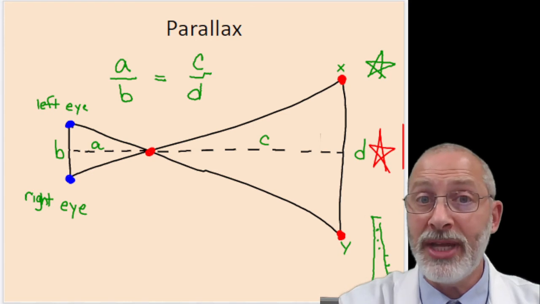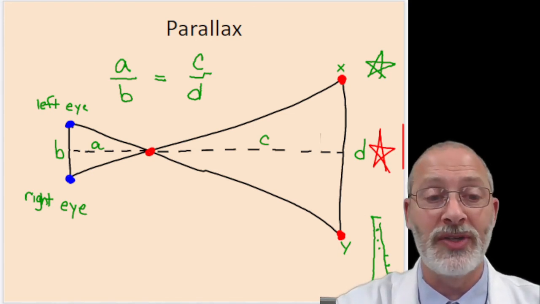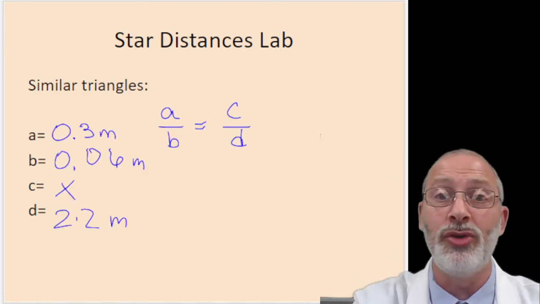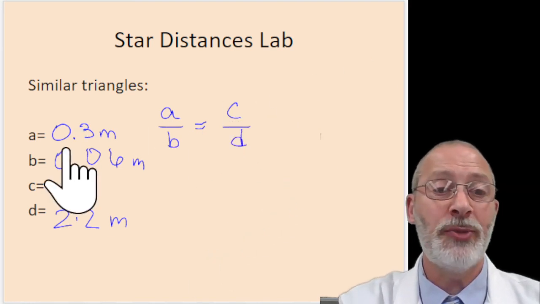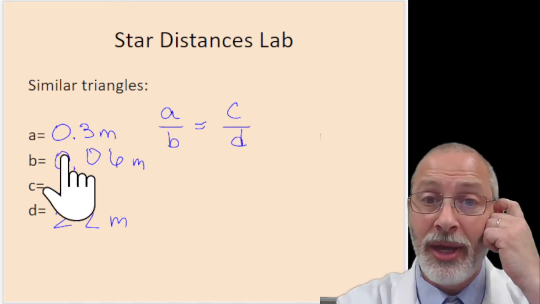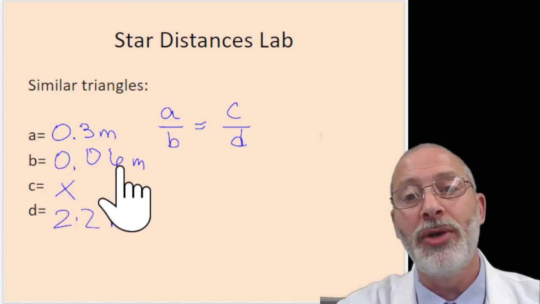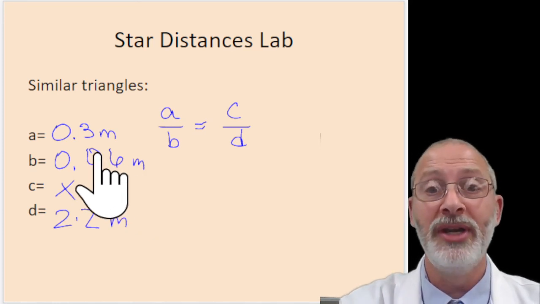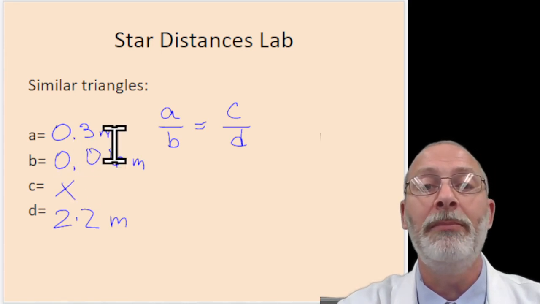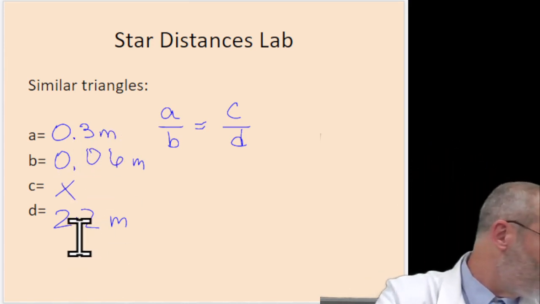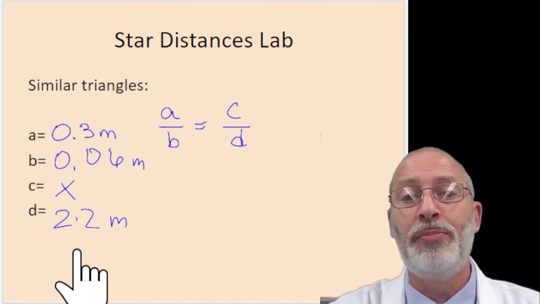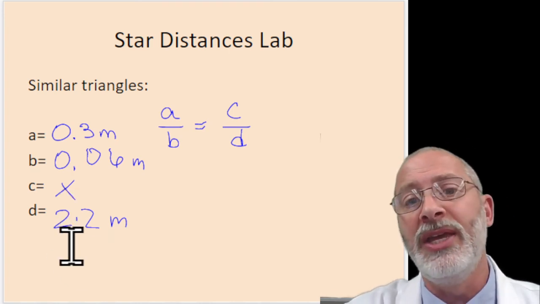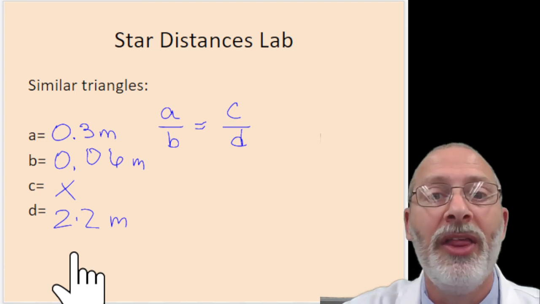Now, if you are here today in the lab, we're going to do all the math ourselves. If you're home for some reason, however, I'm going to give you the numbers. And here are the numbers that you can use at home. The distance between our eyeballs is, generally speaking, 0.06 meters or 6 centimeters. The distance of our ruler is 1/3 of a meter or 0.3 meters. The distance that most people get while looking at that ruler in the back of the room is 2.2 meters. And the only number left, X we're going to call it, is the distance from our ruler to the star.